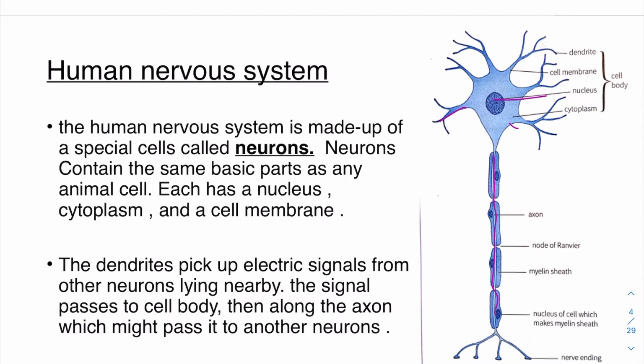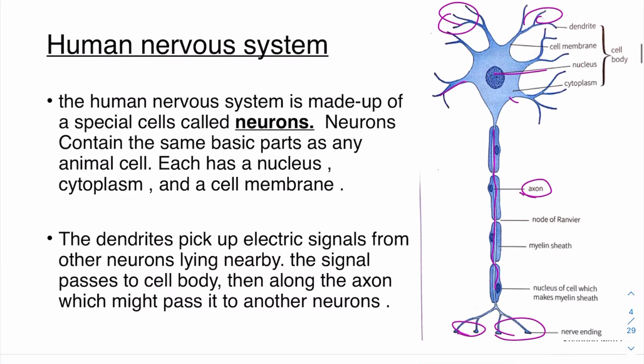which this one is called the axon, and these small fibers here, which pick up the signals from nearby, are called dendrites. So these are dendrites, and then they have ending nerves. Okay, so they pick up the signal and then they send it to another nerve or neuron nearby.